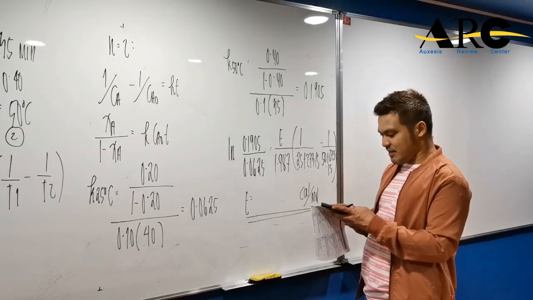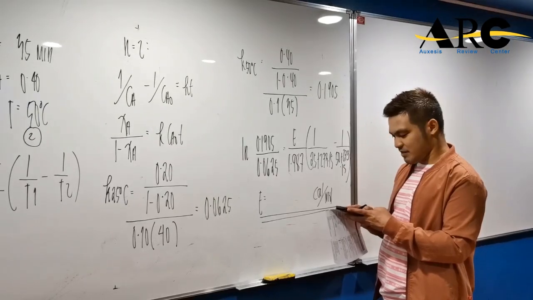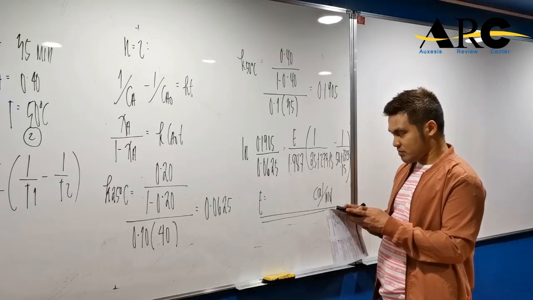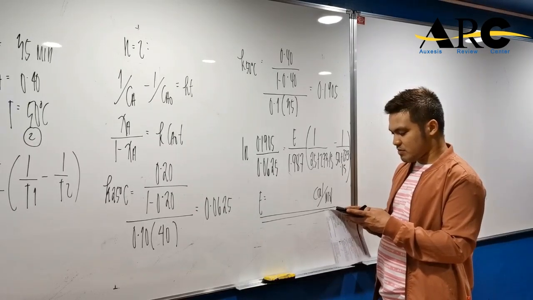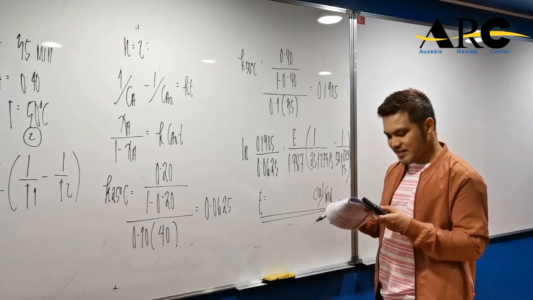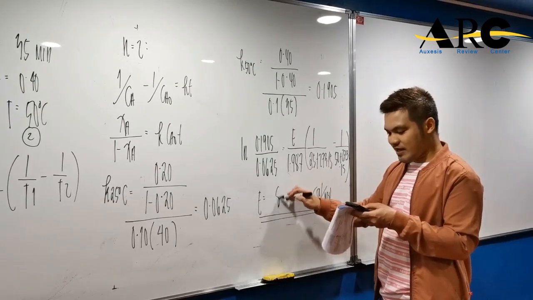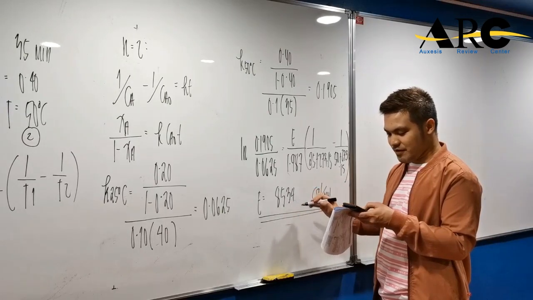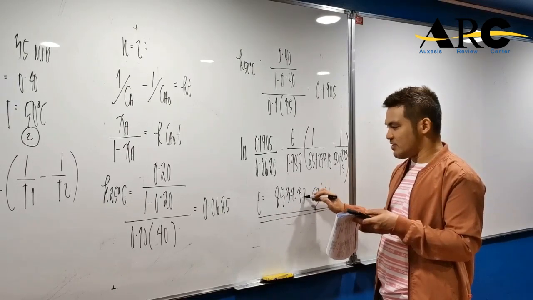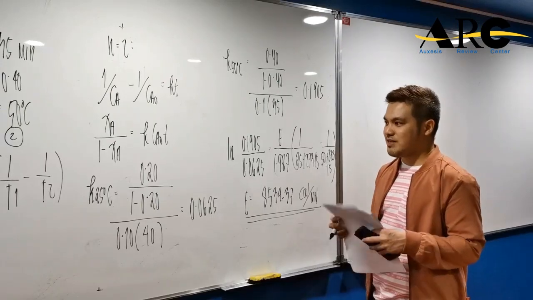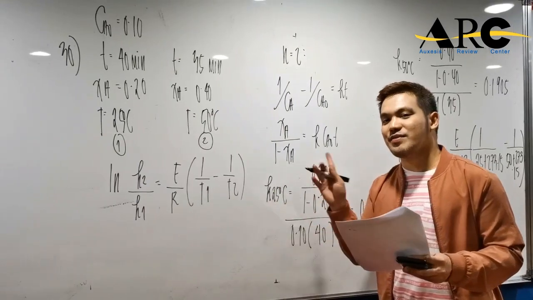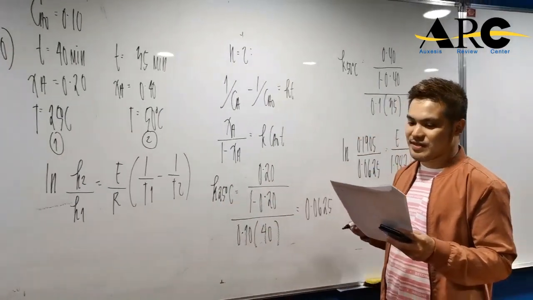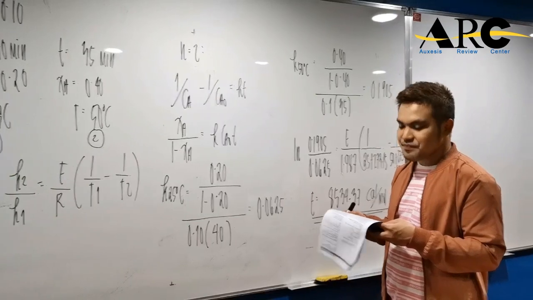So, compute natin ilan kaya ang makukuha nating activation energy. So, ang activation energy natin is letter D. So, 8,534.37 calories per mole. So, ganyan lang gamitin yung Arrhenius equation. So, huwag kakalimutan yung K, nagbabago lang yan once na nagbago yung temperature.